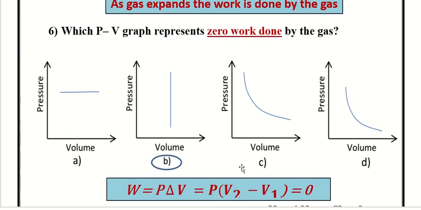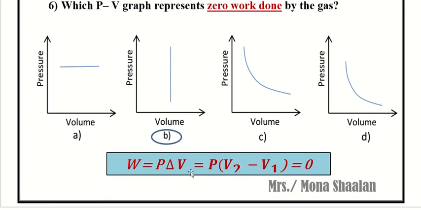Question number 6. Which PV graph represents 0 work done by the gas? Okay, which one here gives us zero? There is the relation of the work done, P delta V. Of course, the difference in the volume is equal to 0, so there is no change in the volume when the work done equals 0. So this graph represents an isovolumetric process, where the volume is constant.